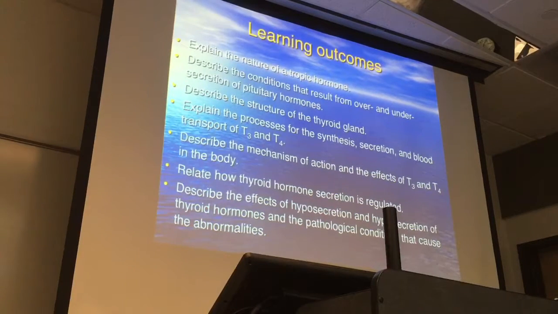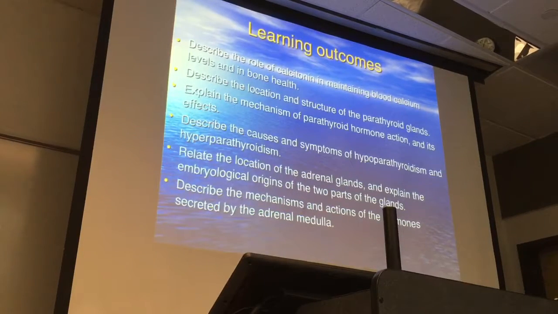Describe the effects of hyposecretion and hypersecretion of thyroid hormones and the pathological conditions that cause the abnormalities. I mean, it's in a table, I'm not going to go through and look at that in detail. Make sure you do look at those tables. Describe the role of calcitonin in maintaining blood calcium levels and bone health. You already know that. Describe the location and structure of the parathyroid glands. Explain the mechanism of parathyroid hormone action and its effects. Not going to cover it, we've covered it in this course.